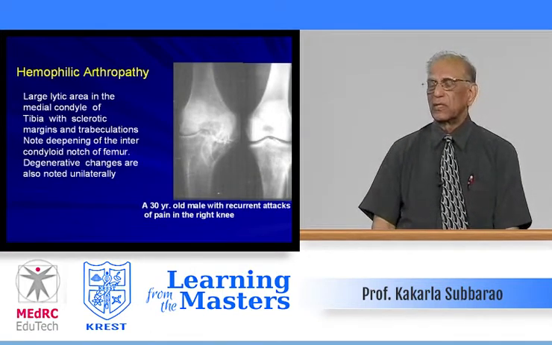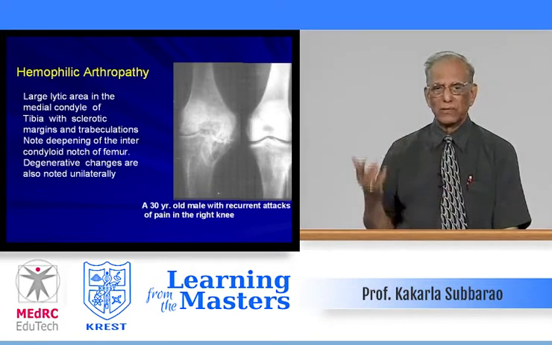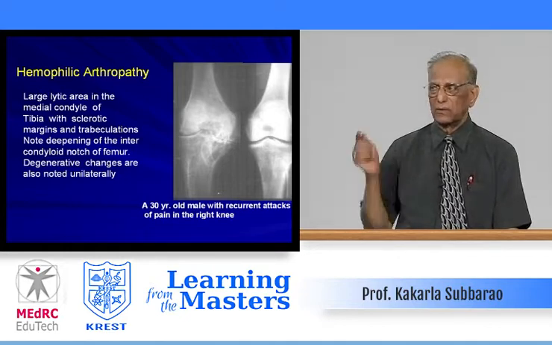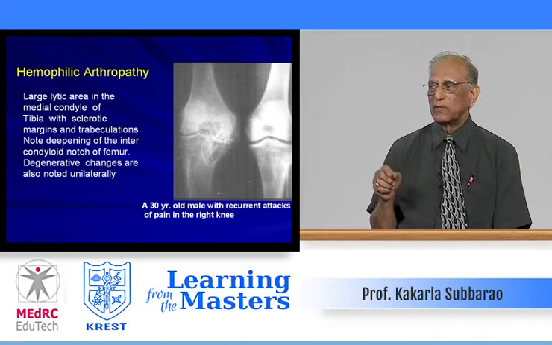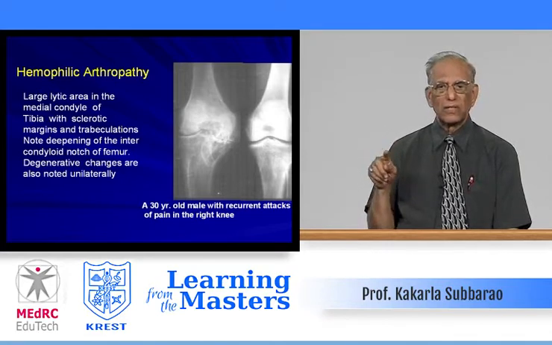And the other case is hemophilic arthropathy. We said the 30-year-old male and unilateral involvement, not bilateral, to think of a systemic type of arthritis. Large lytic area in the medial condyle of the tibia, you could see, with sclerotic margins, and residual trabeculations are also noted, which are thickened. Also note deepening of the intercondylar notch of the femur.